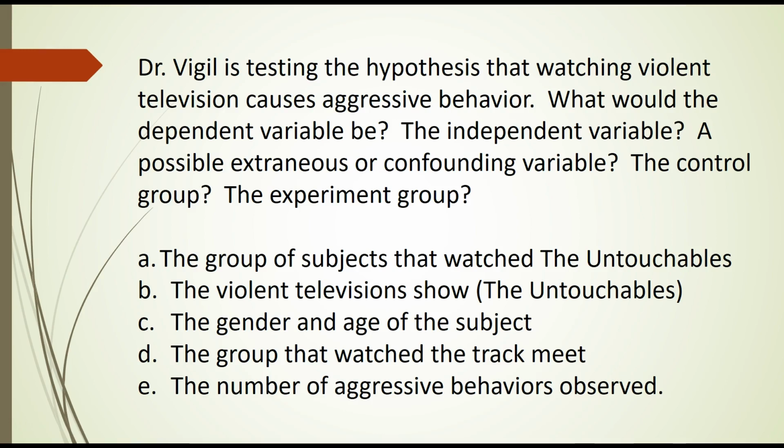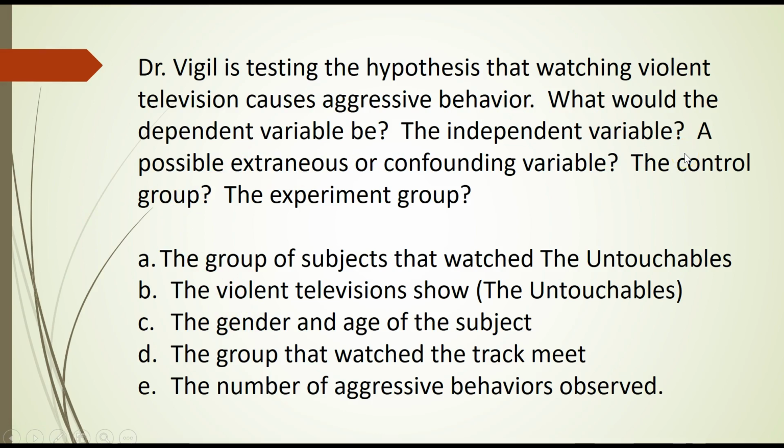A possible extraneous variable would be the gender and the age of the subject. This researcher used 8 to 12-year-olds. Maybe 12-year-olds are more aggressive in general than 8-year-olds. Also, it may be that males are more aggressive or females are more aggressive. So those would be possible confounding variables, and what we would do is use random assignment to ensure that those variables are controlled for.